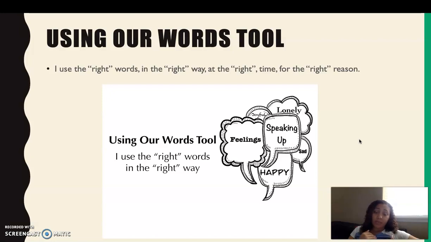So a lot of the times we will say things out of anger or say things out of frustration, and unfortunately there's no way that we can grab those words and say, oh, forgive me, I'm going to take it back, it never happened. Fortunately, what you'll learn with this tool, there's no eraser here that we can erase it like it never happened. So the using our words tool teaches us that.